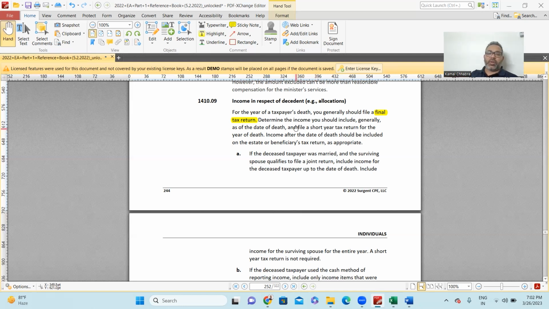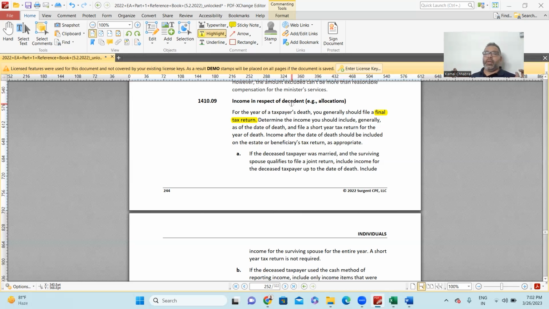Why do you need to file a short tax year return? Because the person was not alive, right? So the person who has died, in his or her final tax return will come all the income relating to before the death, or at the time of death. After the death, all income will go to the descendant's tax return, right? So there are two pieces to it.